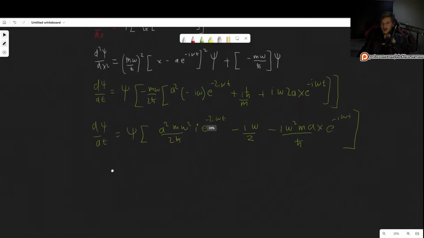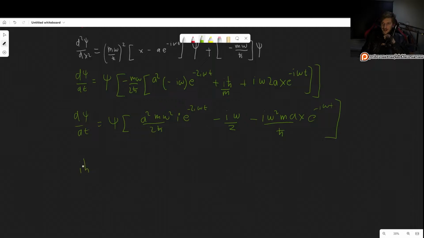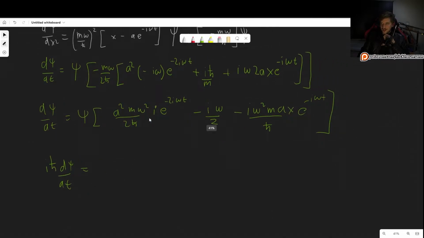There we go. And what is i h bar d psi dt? Well, we simply have to multiply this by i h bar. So we get i squared, so we get a minus sign, a squared m omega squared e to the minus 2i omega t divided by 2, the h bar is gone, now plus omega h bar over 2, and here we get plus m omega squared a x e to the minus i omega t.